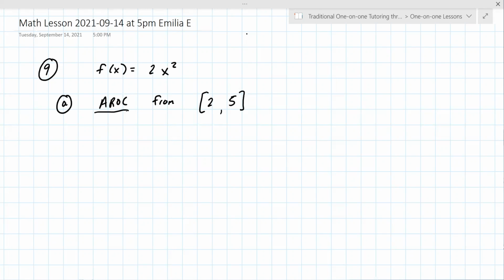Now you wrote this on the exam. I'll at least put this up because this is totally correct: f of b minus f of a over b minus a. From 2 to 5.